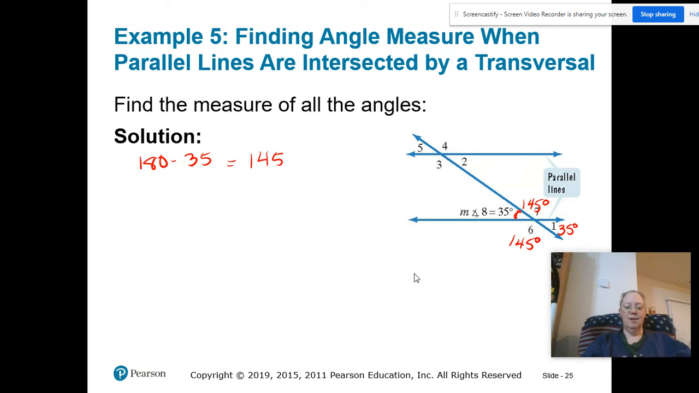Again, no particular order, not necessarily any rhyme or reason to which one I do first or why I use a particular rule. There could be multiple rules. But I know this one's 35, and I know angle 2 is an alternate interior, so this one also has to be 35 degrees. I know angle 5 is a corresponding angle to angle 8, so this one has to be 35 degrees. I know that angle 7 and angle 3 are alternate interior angles, so this one has to match angle 7. And corresponding angles 7 and 4, 145 degrees. So when you have 2 parallel lines and a transversal, you're only going to have two angle measures that you have to worry about. So is it going to be the small angle or is it going to be the bigger angle?